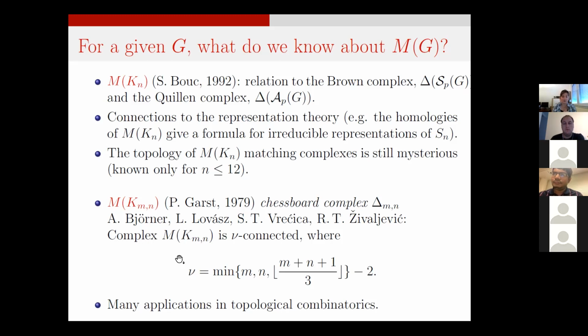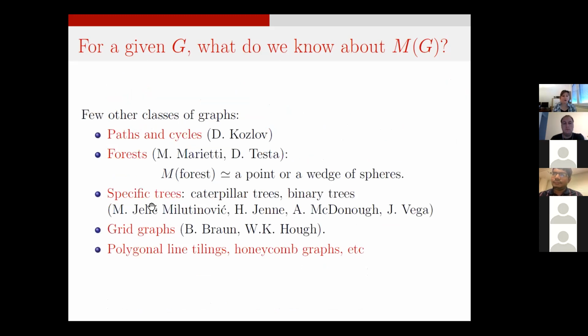And what else do we know about matching complexes? Well, we know them just for some very specific types of graphs. For example, Kozlov found the homotopy type of matching complexes for paths and cycles. Those are either contractible or wedges of spheres. And there is a general result that the matching complex of a forest is a point or a wedge of spheres.